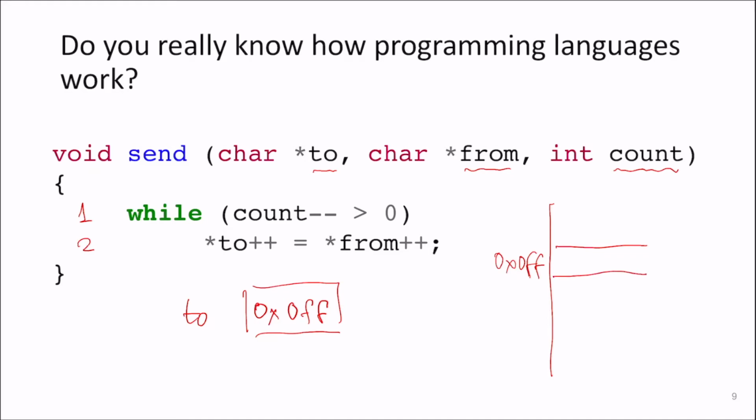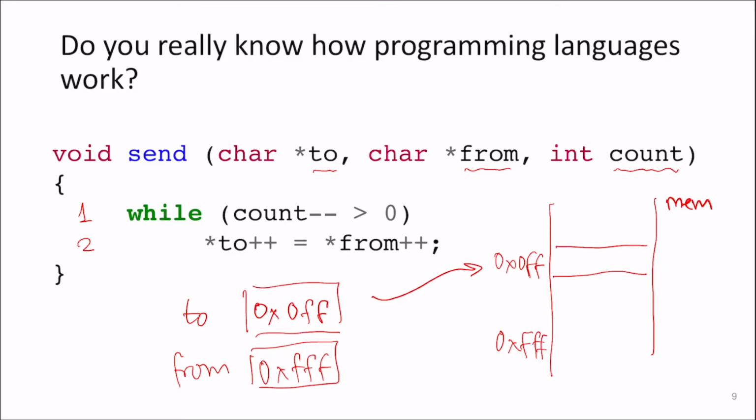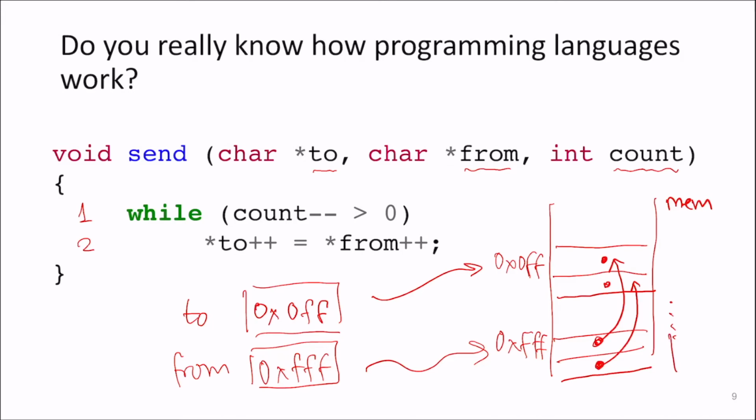If this is my memory, then to is pointing to this position over here. Let's say that from is a different memory location, fff. It's going to take each element from this location and copy it over to this location. Then it's going to increment the pointers from and to the next one, and copy that location over to this one, and so on. It does this count number of times, so you need to tell it how many you need to copy.